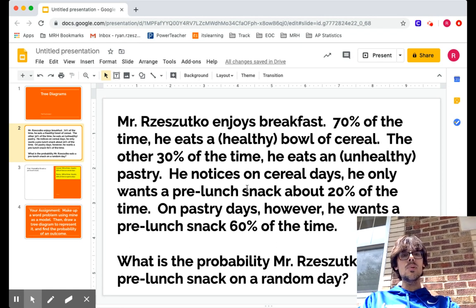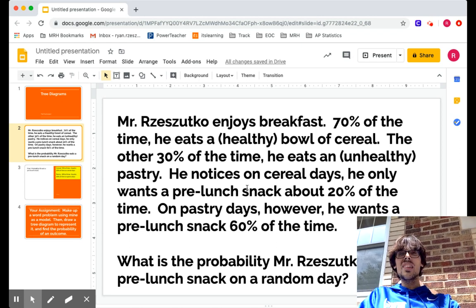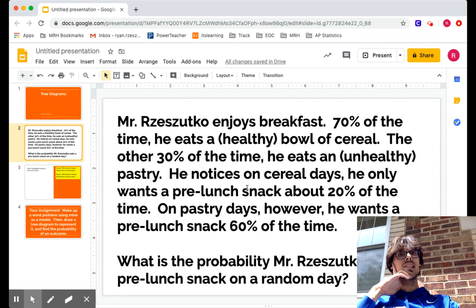So on 70% of days, I have a healthy bowl of cereal for my breakfast. Eat some Cheerios with banana on it. It's just great. But then 30% of the time, I slip up and I have some sort of pastry, something really tasty, and it's just awesome, but I feel a little bad about it afterwards. That's 30% of the time.